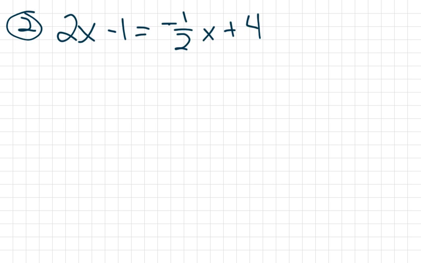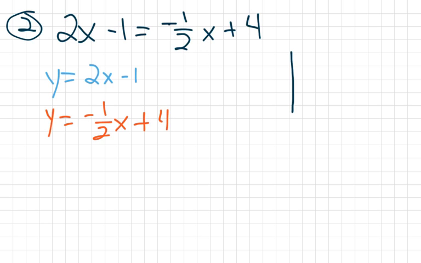Okay, so graphing is a nice alternative when we don't have the greatest of coefficients or numbers in front of x. Okay, so step 1, we need to make the system y equals 2x minus 1, and y equals -1/2 x plus 4. And then we need to go and graph it. Whoa, that's not even close. Let's try that again.